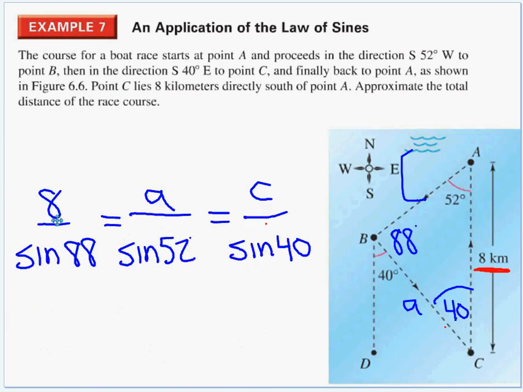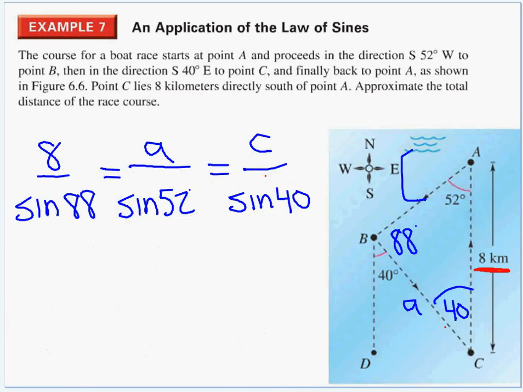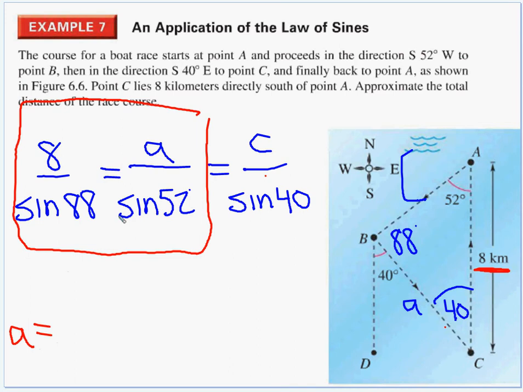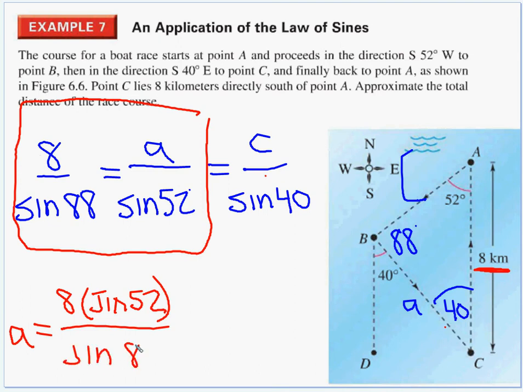Now I guess I can put this where that glitch is. And if we start cross multiplying from here on out, it's just the law of sines applied. So if we cross multiply here to get A by itself, A is going to be 8 times the sine of 52. We're going to multiply the other diagonal, 8 times sine 52, and we're going to divide that by the sine of 88.